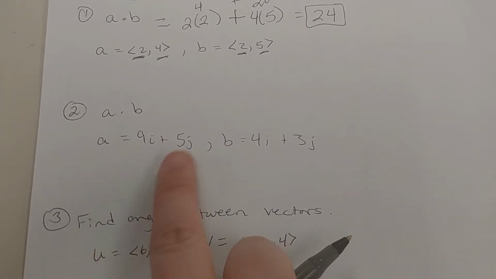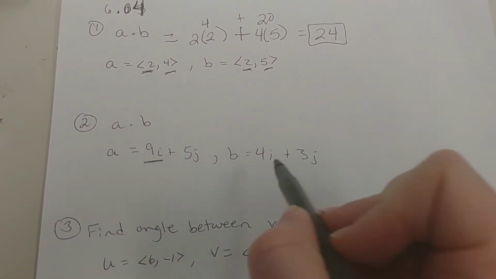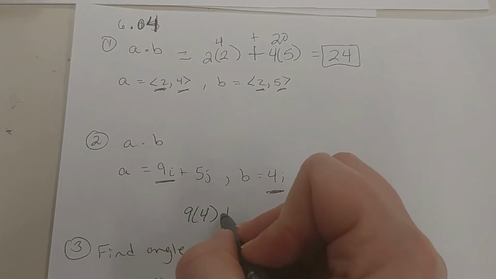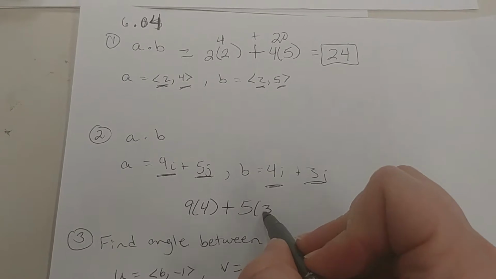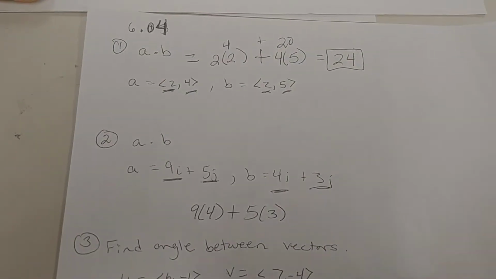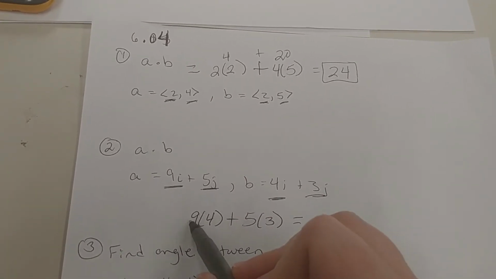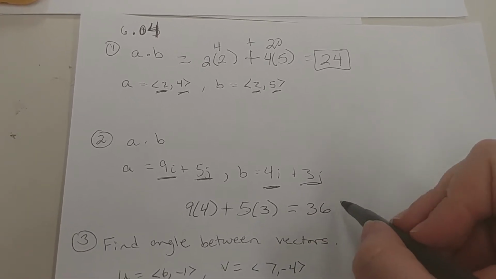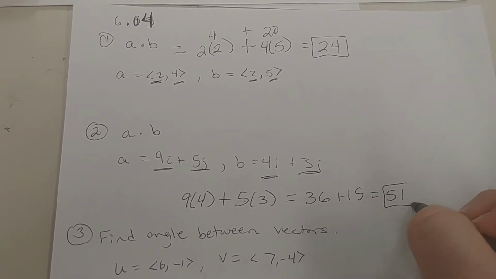This will be the same way on number 2, except they've given you variables I and J. So that just means it's the same type of setup. That just puts it in components. So I do the 9 times the 4, just like I did in problem 1, and I add that to the 5 times the 3. The variables in this case, since I'm doing vector multiplication, just tell me which numbers or coefficients to multiply together. So I've got 9 times 4, which gives me 36, 5 times 3, which gives me my 15. So when I add those together, I get an answer of 51.